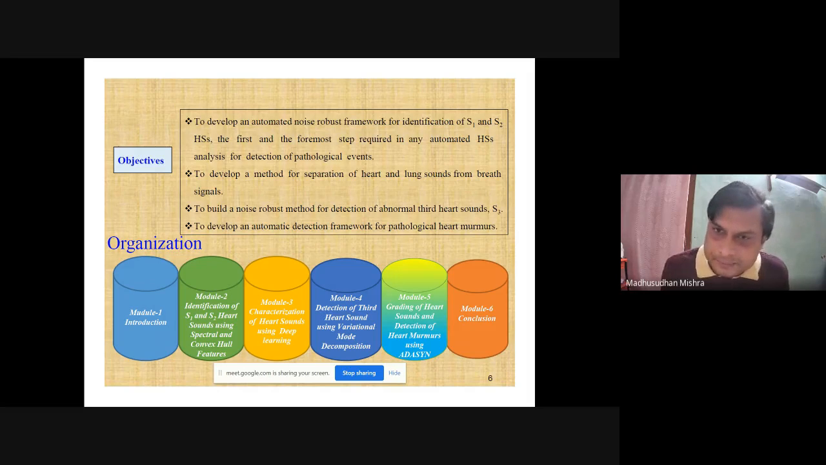One more I have not mentioned in this presentation slide is on the hardware side. As we know, electronic stethoscopes are very costly equipment, costing 60 to 70,000. So we can go for designing a low cost stethoscope using a PCB, which can be used for the recording of the signals.